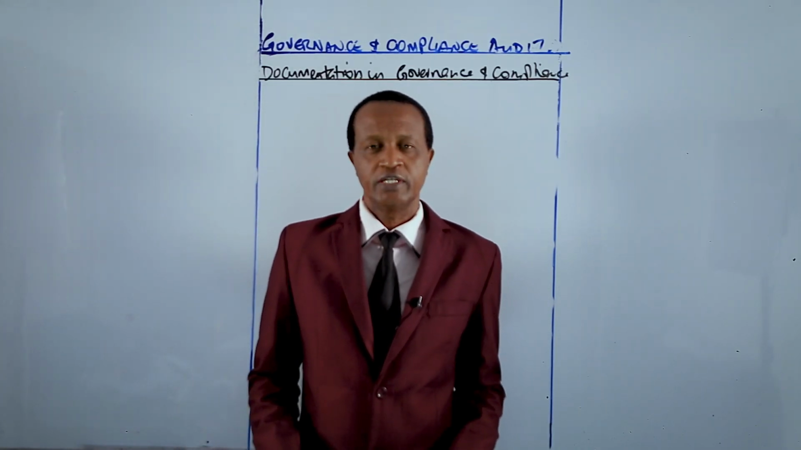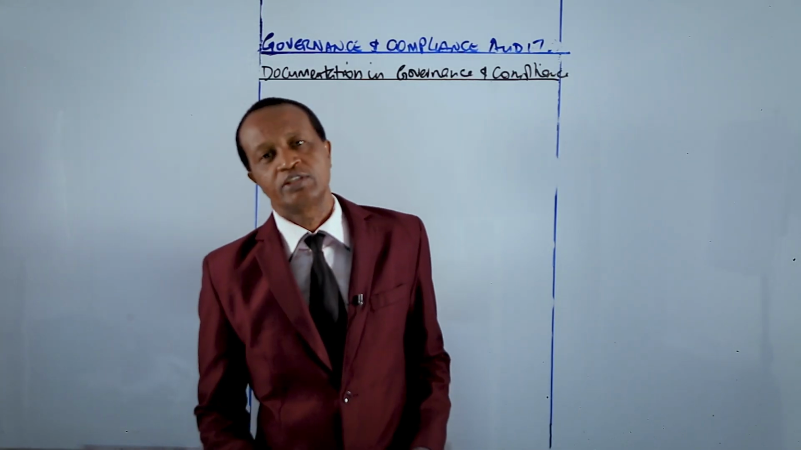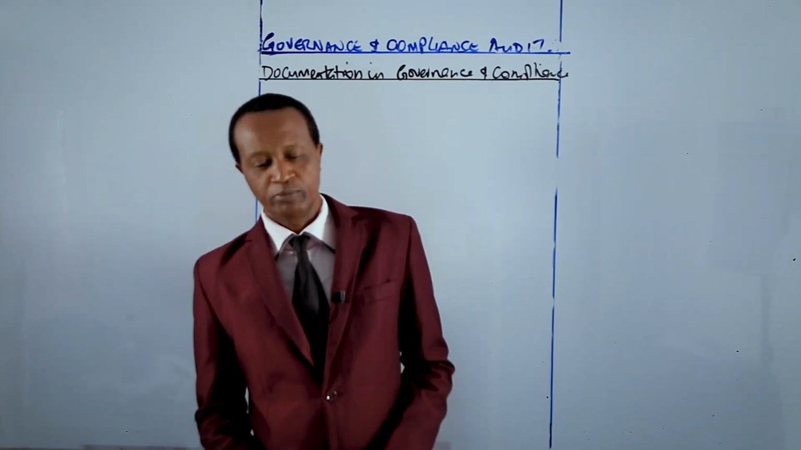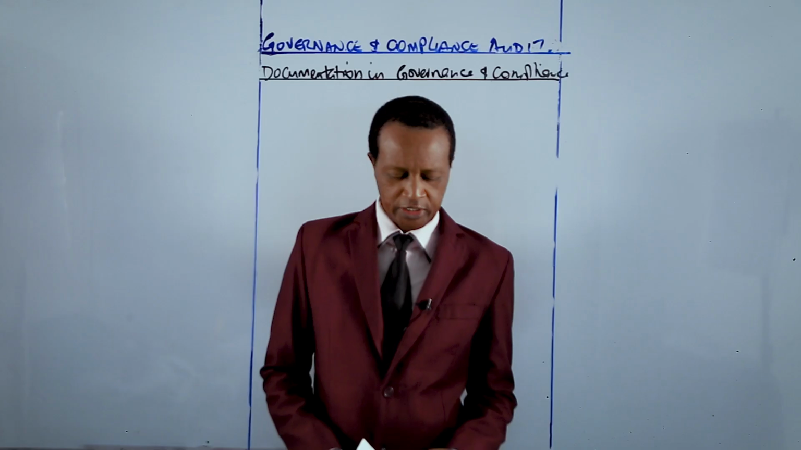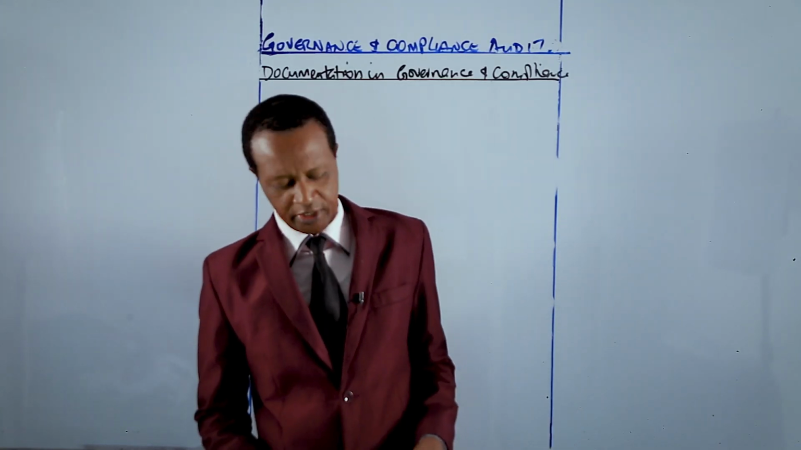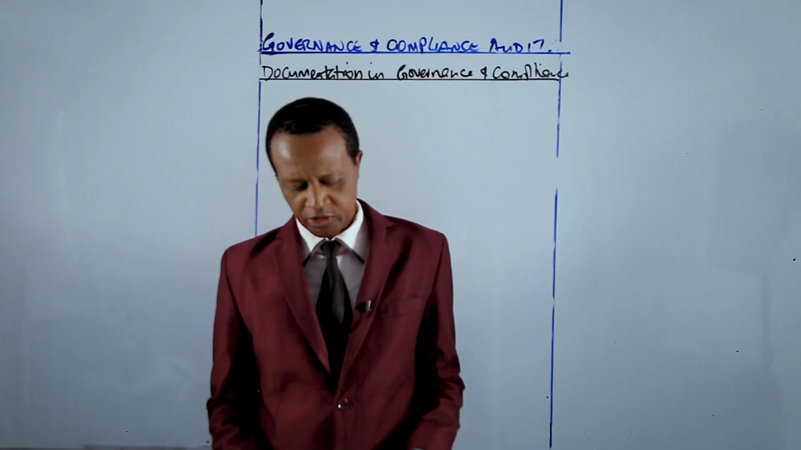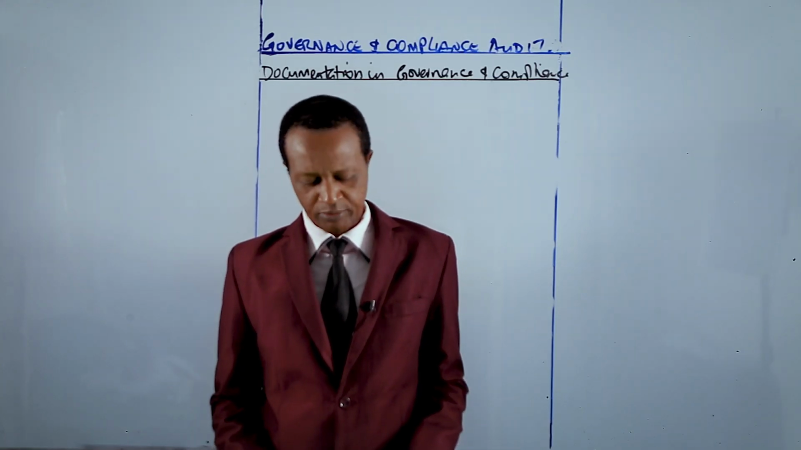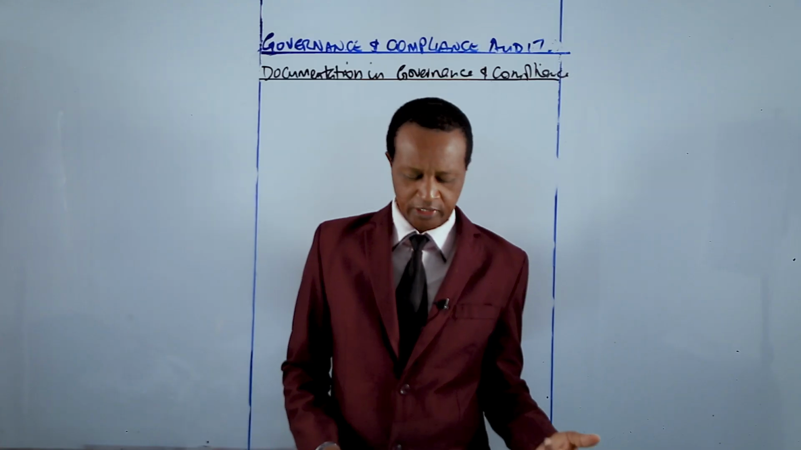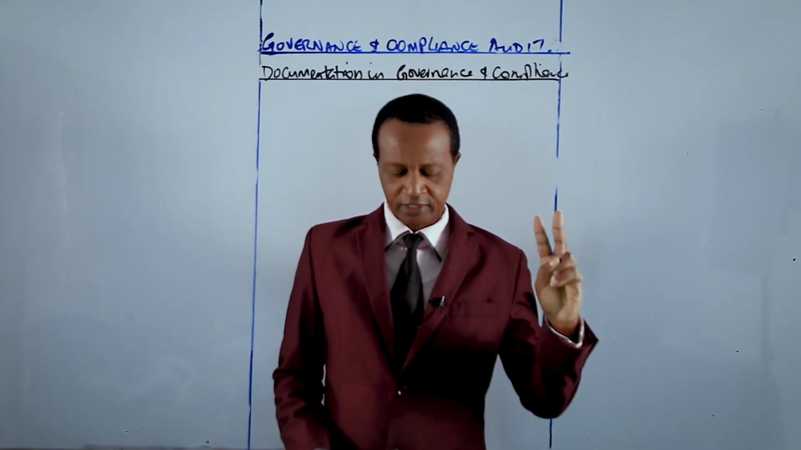Today we continue with the subject Governance and Compliance Audit. We begin a new chapter known as Documentation and Communication, which has two subtopics. One is Documentation in Governance and Compliance Audit. Number two, Communication between Auditor and Client Organization. There are only two subchapters.